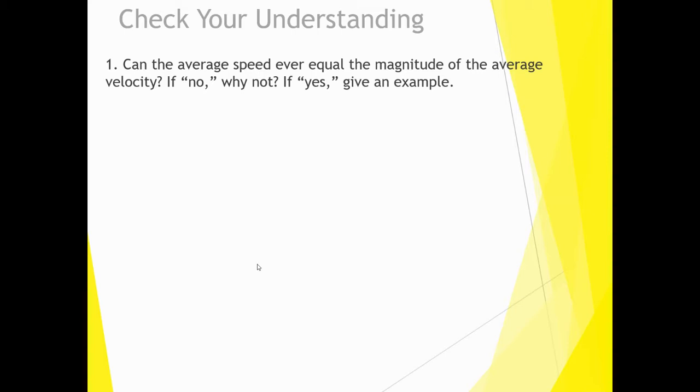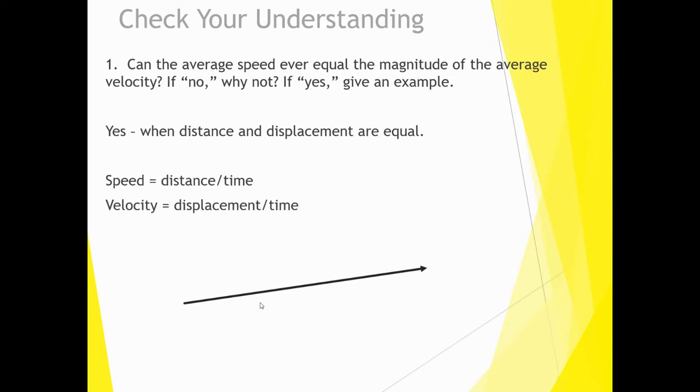Can the average speed ever equal the magnitude of the average velocity? If no, why not? And if yes, give an example. So what do you guys think? So yes, they can when the distance and the displacement are equal, and that's when we're typically in a straight line path. We haven't done any winding around. At that point in time, both the speed and the velocity will be the same, at least as far as their magnitude is concerned.